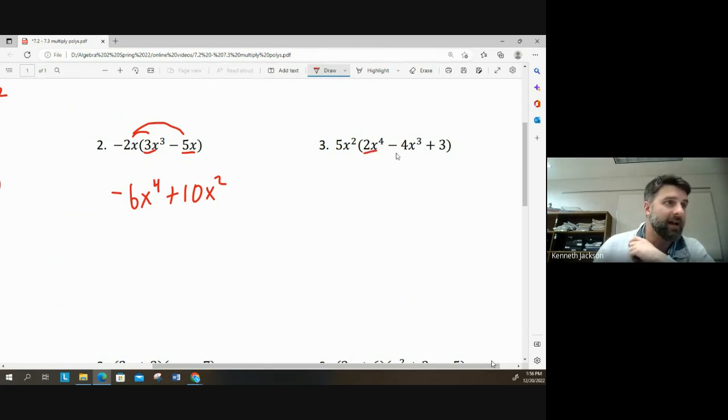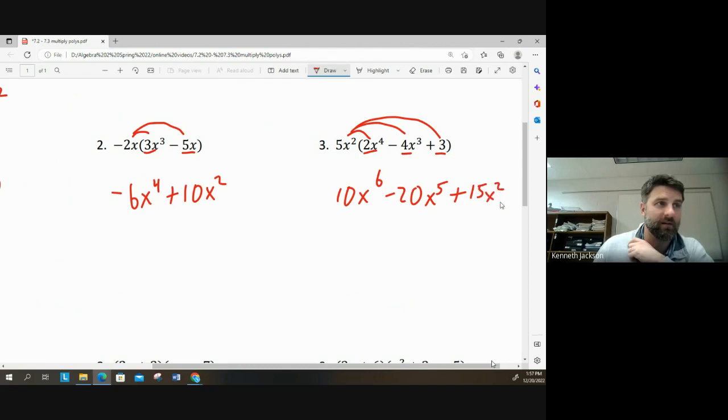Now, in number 3, I have 3 terms on the inside of the parentheses, which means this has to multiply to each of them. 5 times 2 is 10, x to the 6th. 5 times -4 is -20, x to the 5th. Multiply by the same base, add the exponents. And 5 times 3 would give me 15x squared. Biggest degree out front, followed by the next, followed by the next. That's one term, a monomial times a trinomial. A monomial times a binomial.